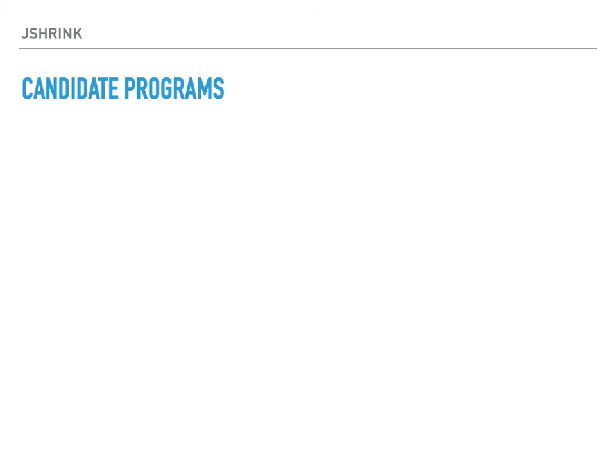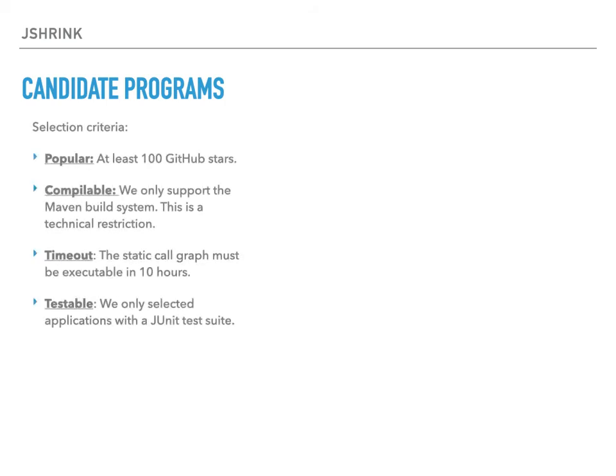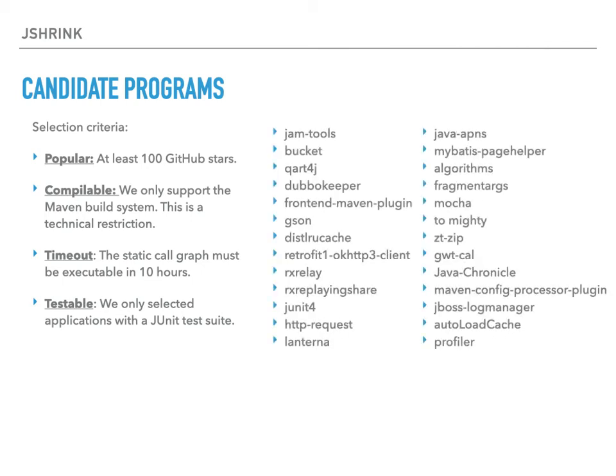First, we obtained some candidate programs. Our selection criteria were as follows. They had to be popular. As we were surveying GitHub, we considered this to be at least 100 GitHub stars. They had to be compilable. They had to time out and accept. We had a 10-hour timeout for the static analysis, therefore they had to meet this timeout criteria. And they had to be testable. They had to come with a JUnit test suite. We obtained 26 applications, which are displayed here, with an average lines of code of just under 15,000, though there's a wide distribution within this set.